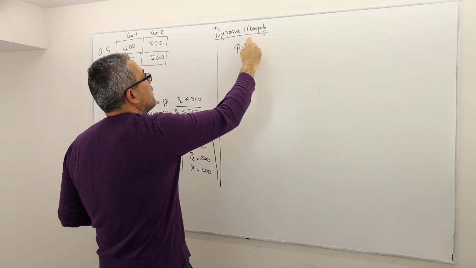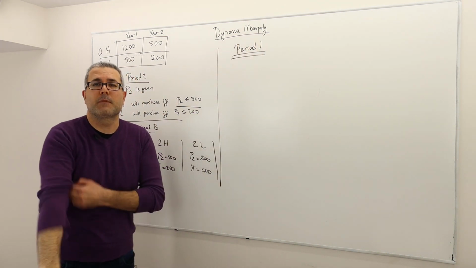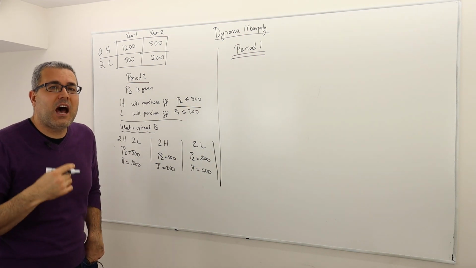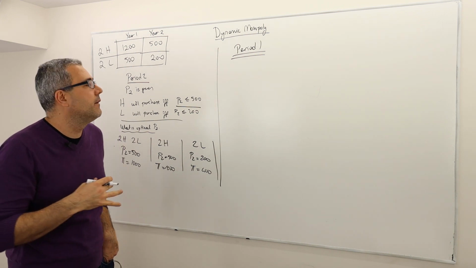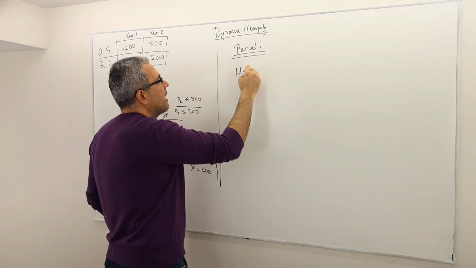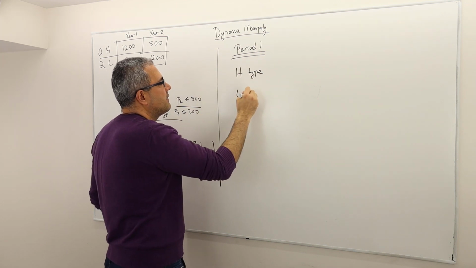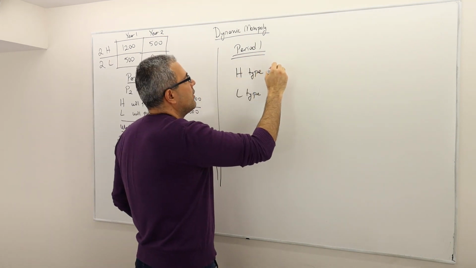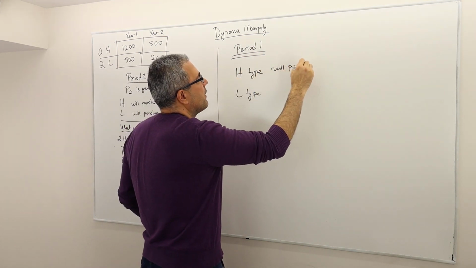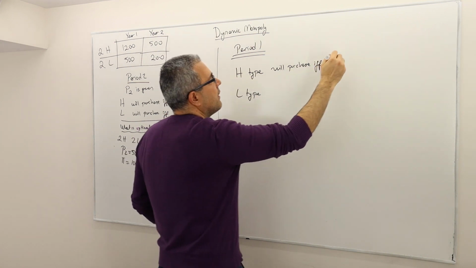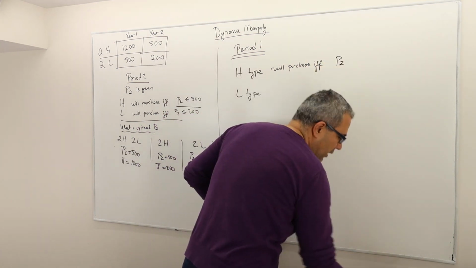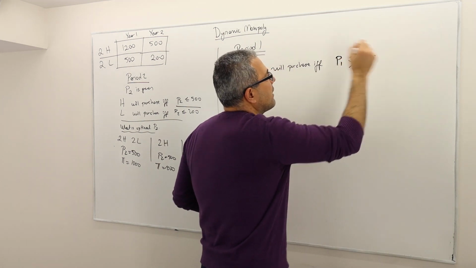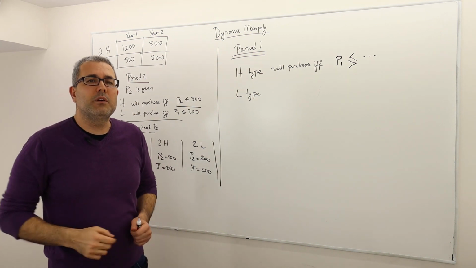So period 1. Now I would like to first understand how my consumers' behavior will be, the H type and L type. How are they going to behave? Can I say the H type will purchase if and only if pi 1, I'm sorry, P1 is greater than or less than some number? Is it going to be that simple?